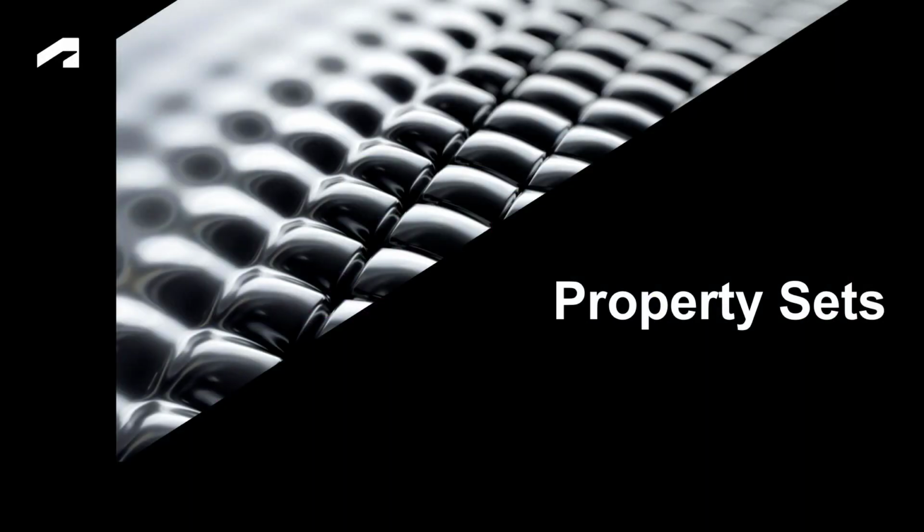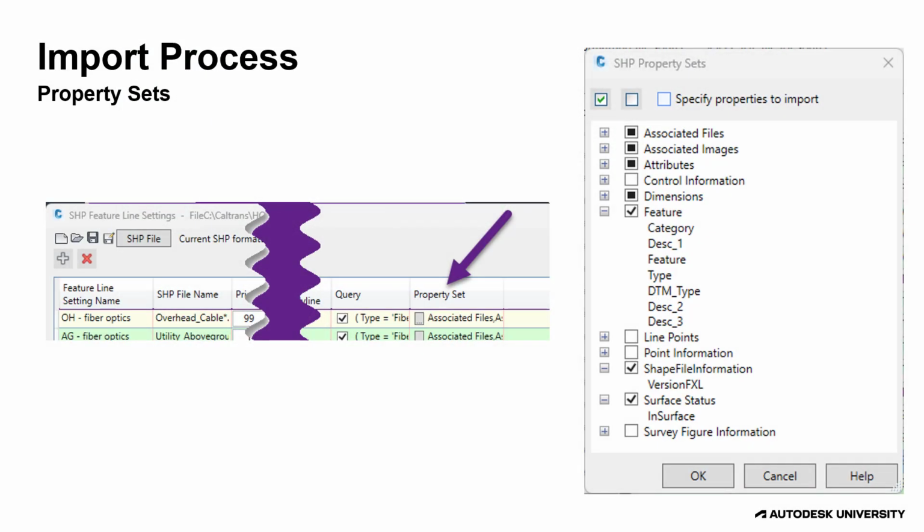So as I bring in the data, I want property sets to be assigned to the objects. And that's going to be done through the settings. If I go to the property set column and click on the cell, I'll get the shape property sets dialog box to show up, where I can choose what property sets to be assigned. So in some cases, it's going to open up the shape file up here, and I can tell it what the default settings should be.